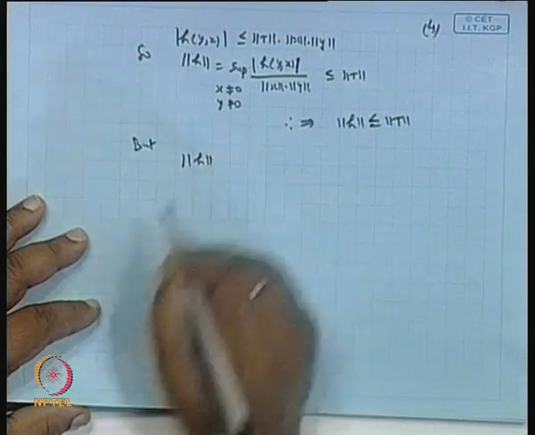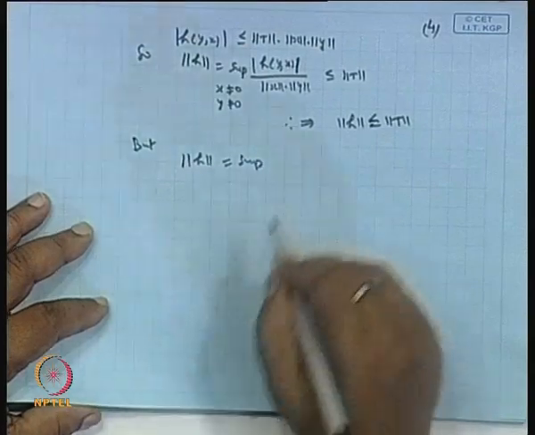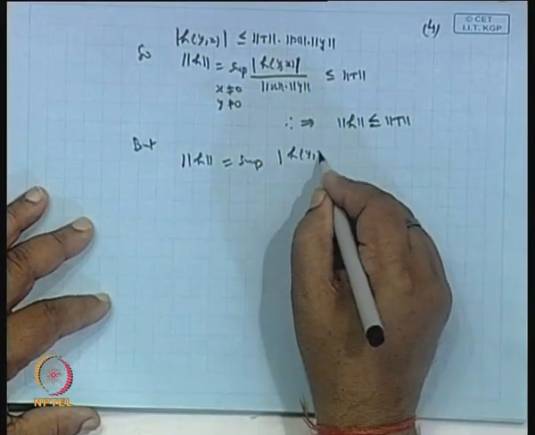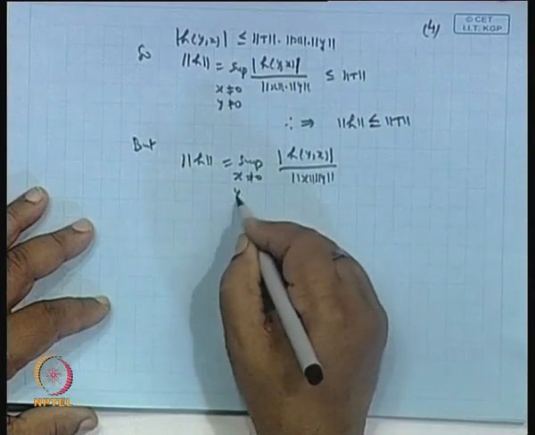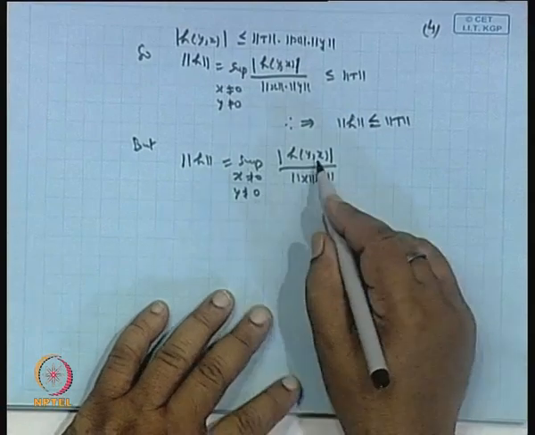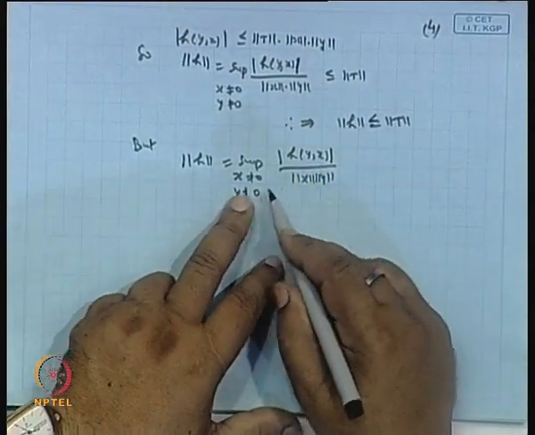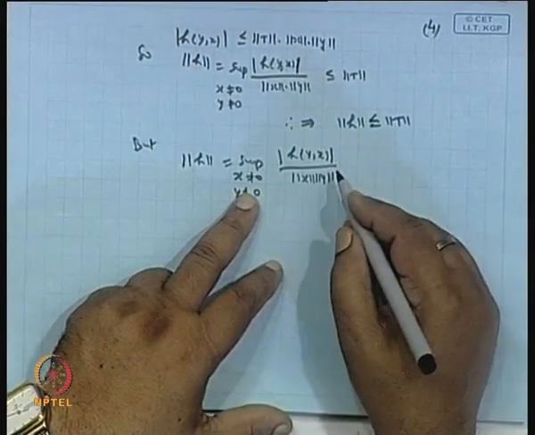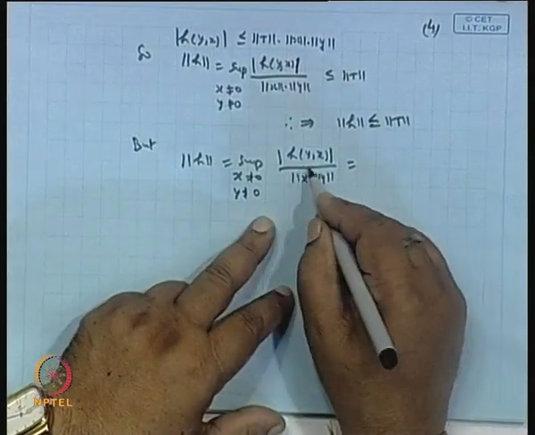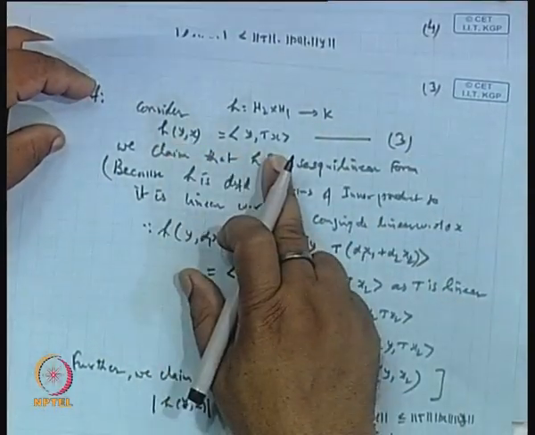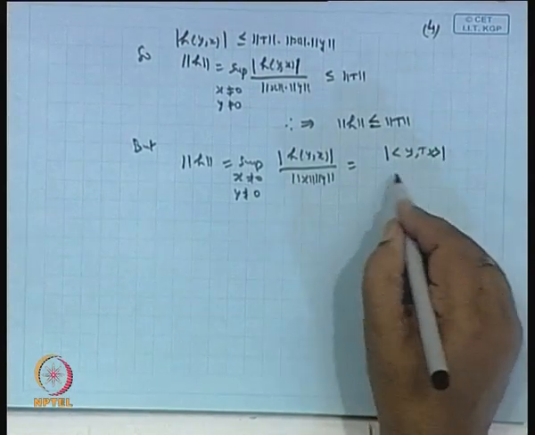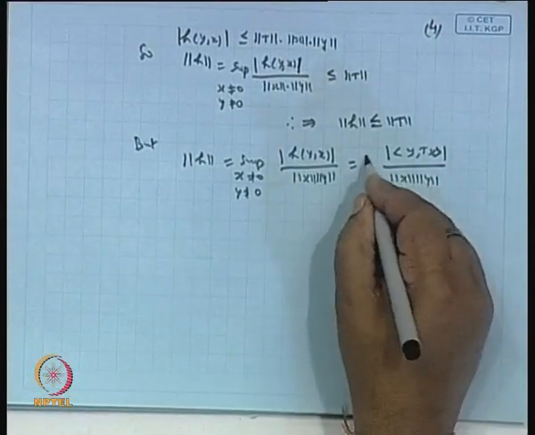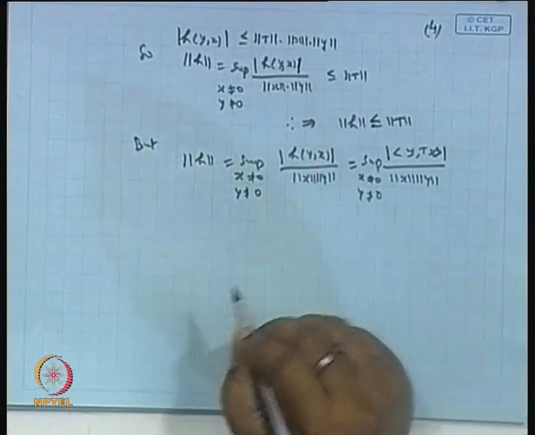Now, the norm of h is equal to the supremum of the modulus of h(y, x) over norm of x, norm of y, where x is not equal to 0 and y is not equal to 0. This is true for all y different from 0 and all x different from 0. So, according to this third equation, h(y, x) is nothing but the inner product of y with T x. So, this is equal to the supremum of the modulus of the inner product of y with T x divided by norm x, norm y, where x is not equal to 0, y is not equal to 0.